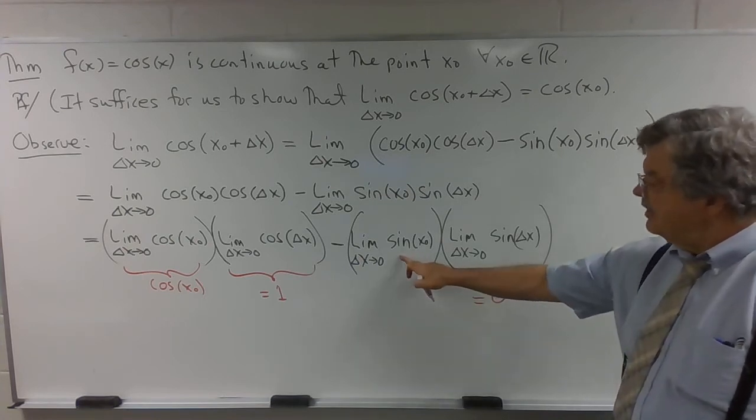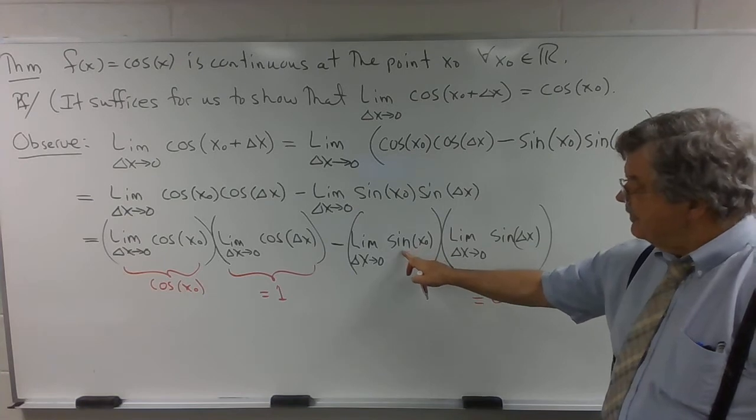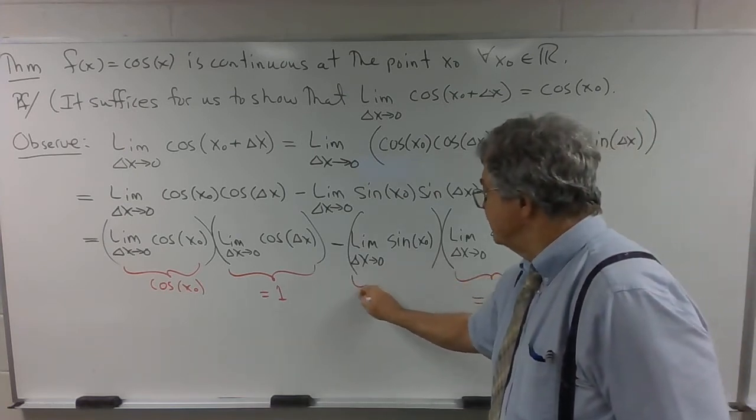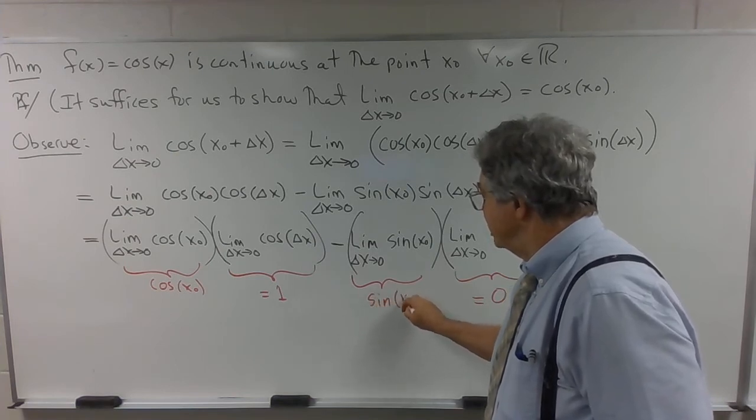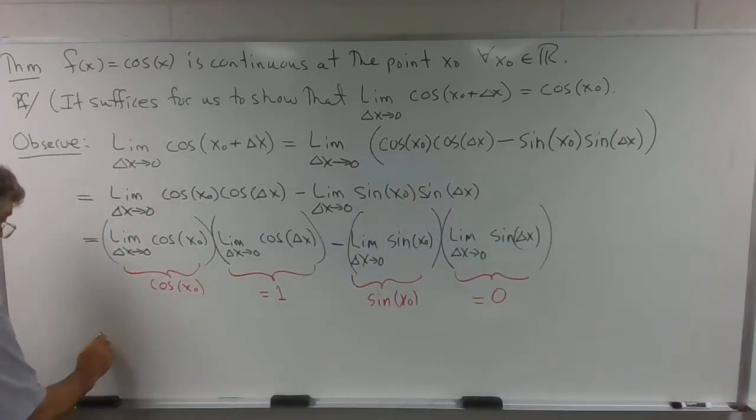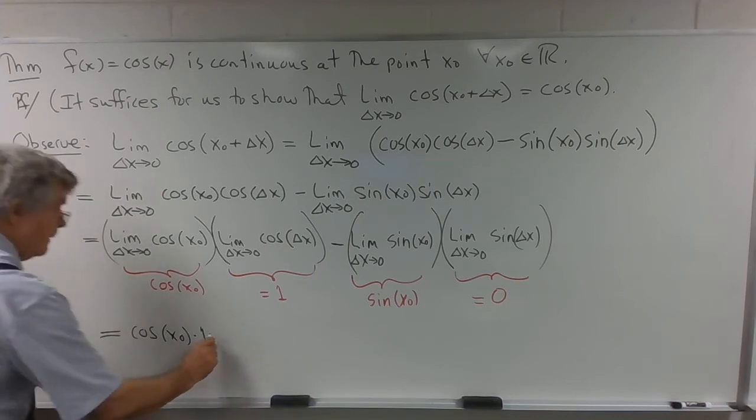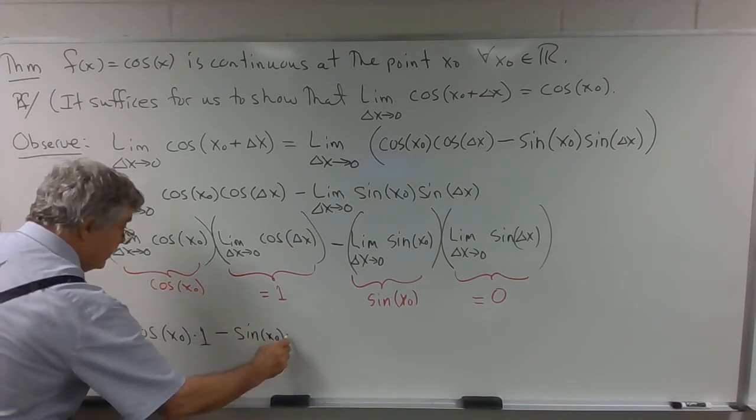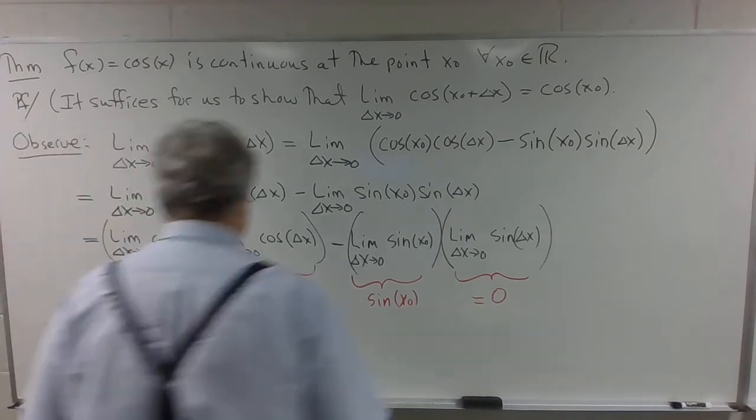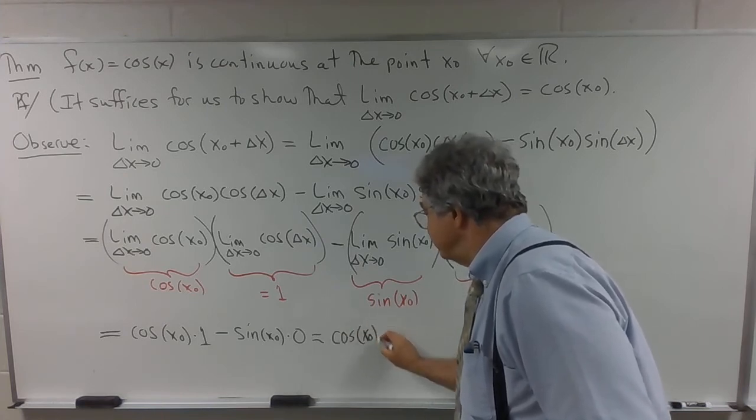So all we have left is this factor right here. And again, x naught is a constant. If we plug this constant into a function, we get another constant. So this factor is just the limit of a constant, and we're going to get the constant itself, sine of x naught. So we get cosine of x naught times 1 minus sine of x naught times 0, and that's going to give us cosine of x naught.